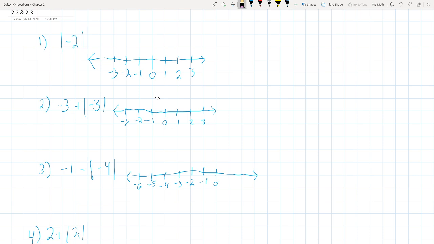This is the 2.2 and 2.3 warm-up. If you haven't already tried these, please pause the video and try them on your own. These should be reviewed from prior knowledge.